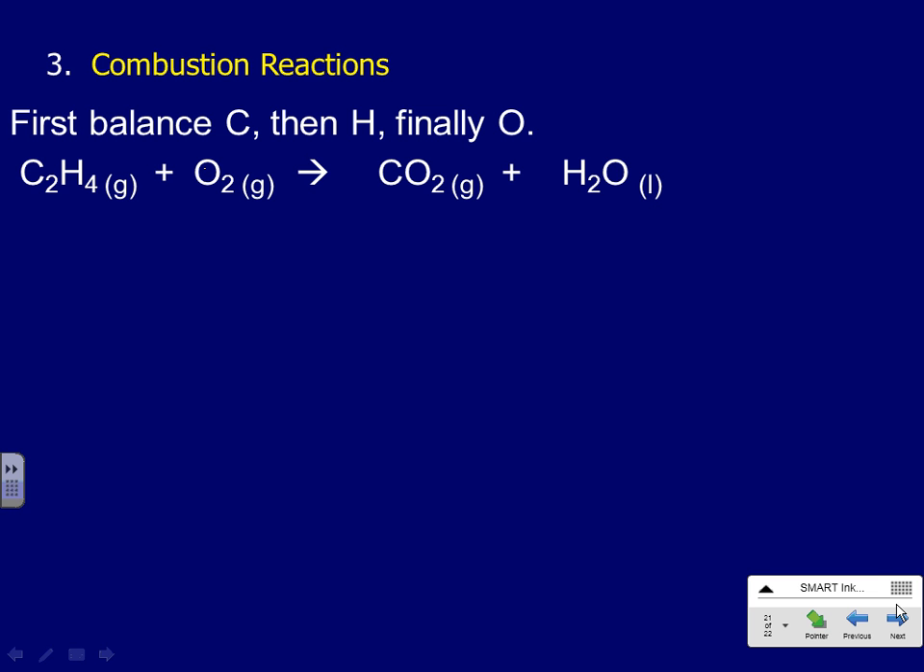Carbon dioxide has 1 C in it. So for every C that's in our fuel, that will produce a carbon dioxide molecule. So how many C's are in the fuel? 2. So how many CO2s will we have? 2.